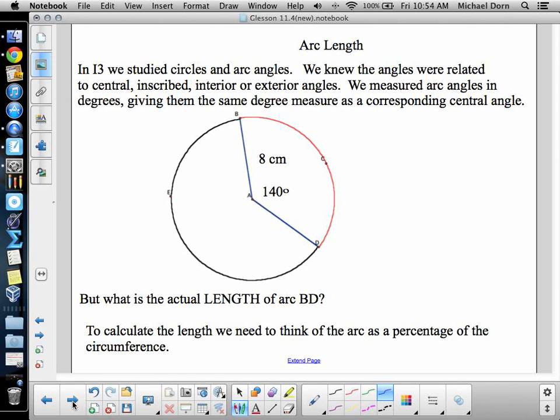Arc length is different. This is where it starts getting interesting. Early in the chapter, if I asked what's the measure of this arc from B to D, you just said 140 degrees because you measured arc angle. But now, if I know the radius of the circle, I can actually find how long that is. How many centimeters long is that? See, degrees doesn't give length. Degrees gives arc angle or arc measure. This is arc length versus arc measure.